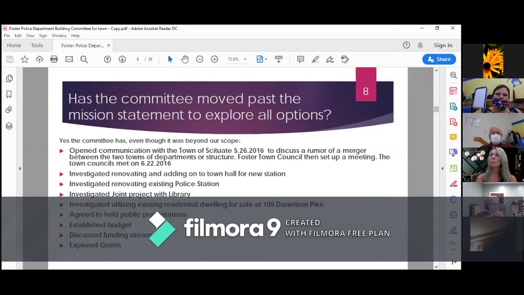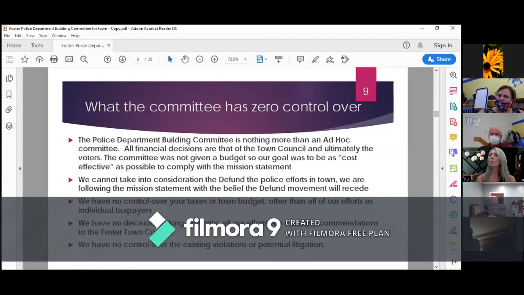We obviously agreed to hold public presentations. We worked on the budget. We were discussing the funding streams, and we're exploring grants. So we really stepped a lot past our mission statement than we were supposed to, but it was kind of necessary to make sure everybody in town was satisfied that it was going to be a good financial investment in the police station.